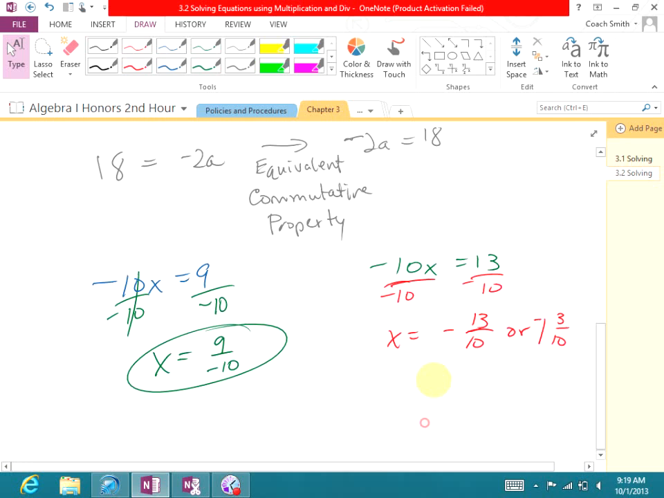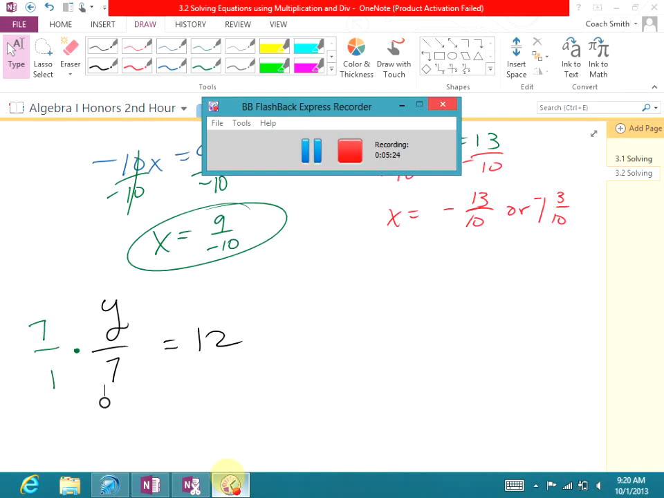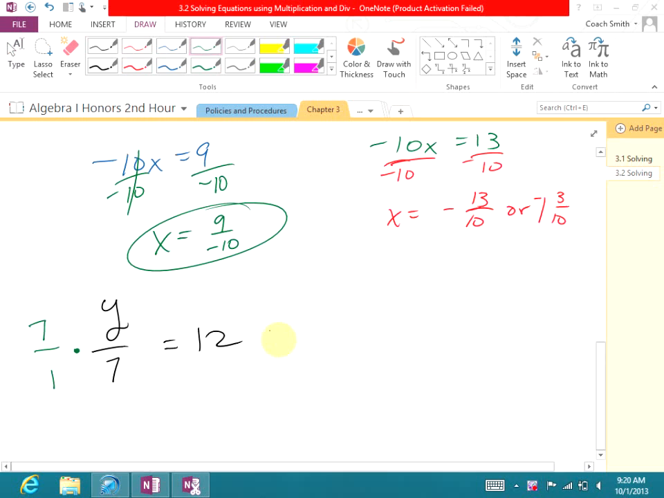Okay, now, so that was multiplication. Division is very similar to the multiplication. Y over 7 equal 12. So they're saying some number divided by 7 is going to equal 12. Okay, well, if the inverse of multiplication is division, the inverse of division is multiplication. So I'm dividing by 7, so therefore I must multiply both sides by 7.